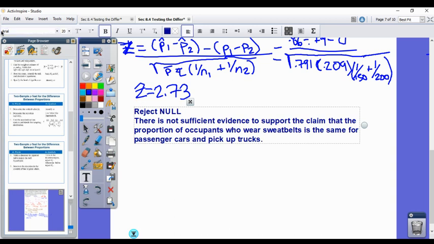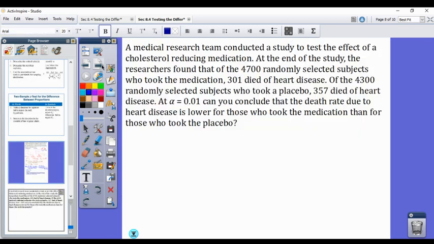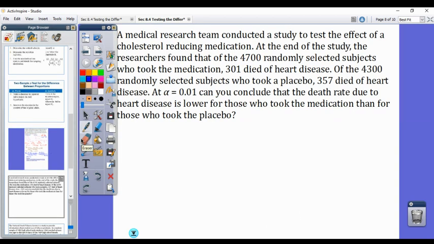Okay. All right, so we have another example, and I actually want you to pause and try this one. Okay, did you try it? I hope so. Okay, so in this case, we have a medical research team, and they are trying to determine the effectiveness of their cholesterol reducing medication. So at the end of the study, they had 4,700 participants take the medication, and 301 of those died from heart disease, and then 4,300 of the control group, the placebo group, 357 of them died from heart disease, and we have an alpha level of 0.01.